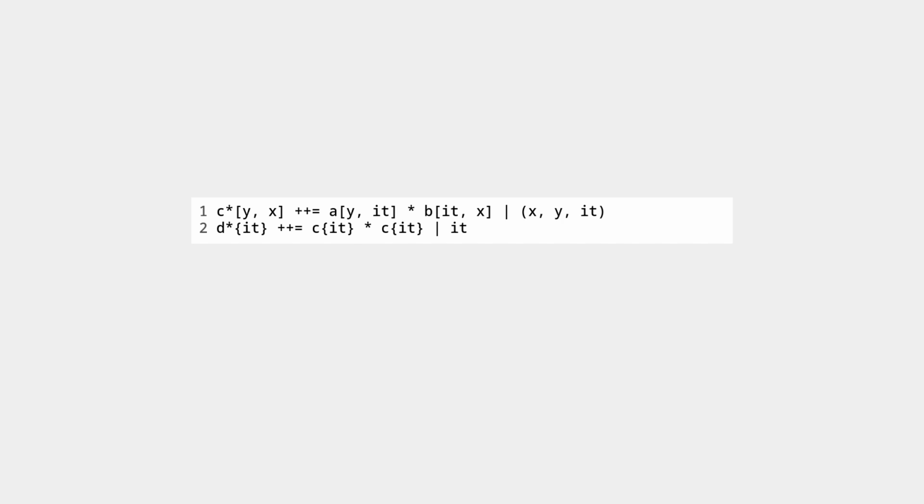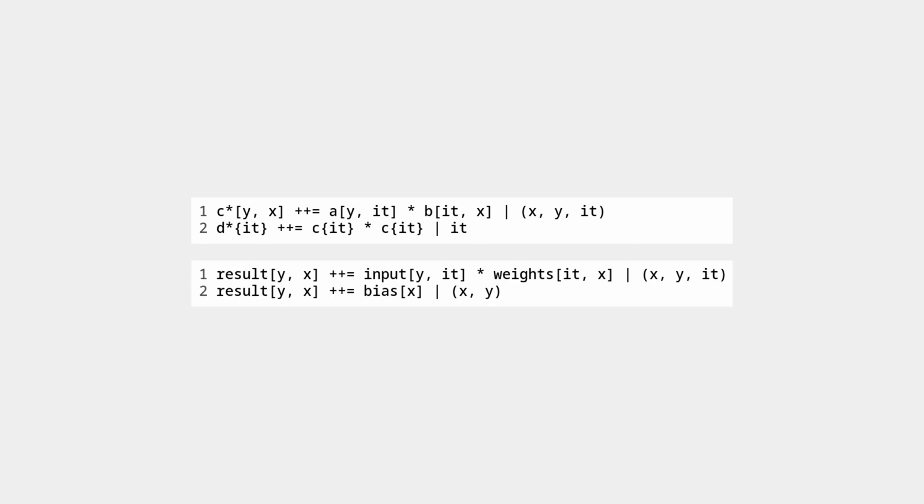It is also possible for multiple kernels to write to the same output tensor. Here we use this to implement a layer of a fully connected neural network. We first multiply the input by the weights matrix, and then add the bias values to the rows of the resulting matrix.